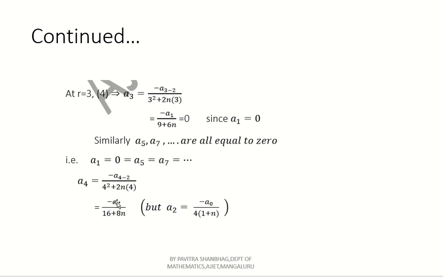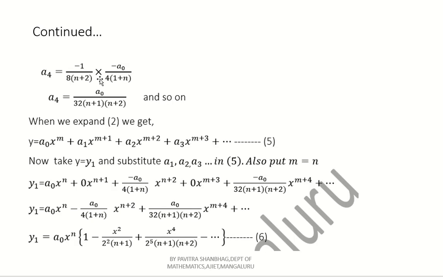So a4 is minus a2 by 16 plus 8n, but a2 is minus a0 by 4 into 1 plus n, so you have to replace it back. Here minus into minus becomes plus, and it will be a0. 8 into 4 is 32. What remains is n plus 1 into n plus 2 and so on.